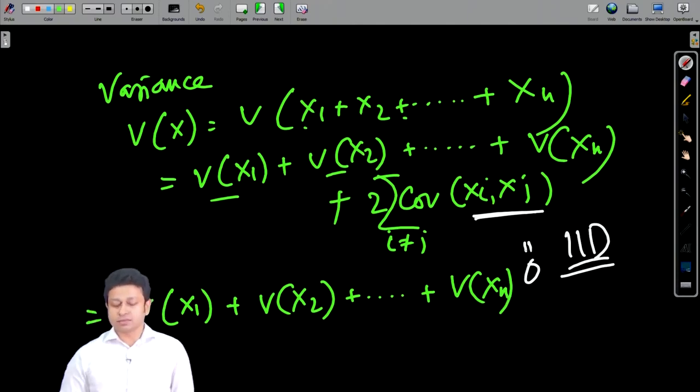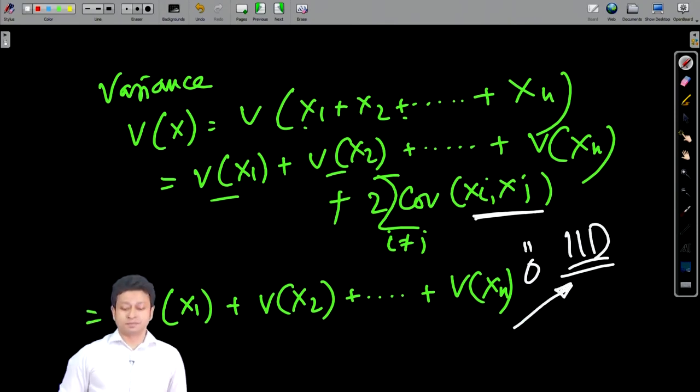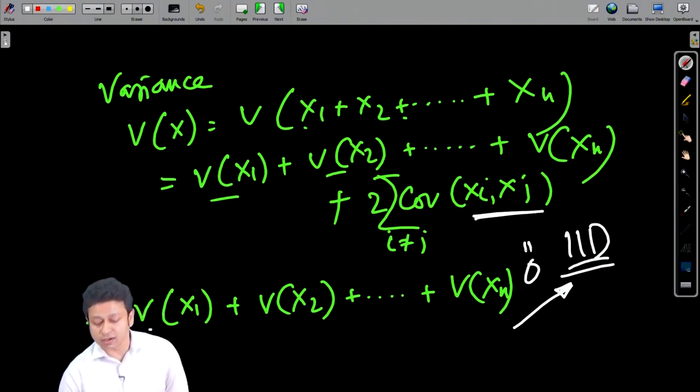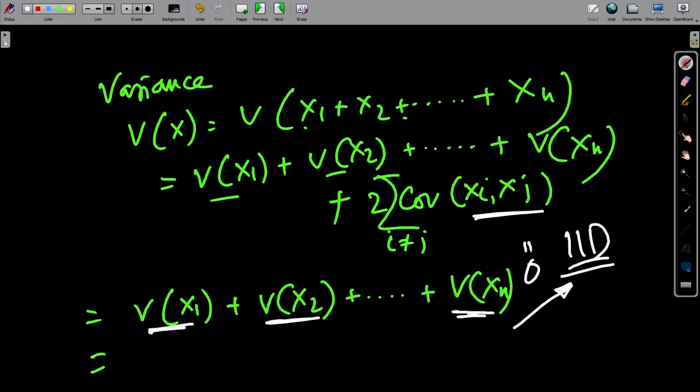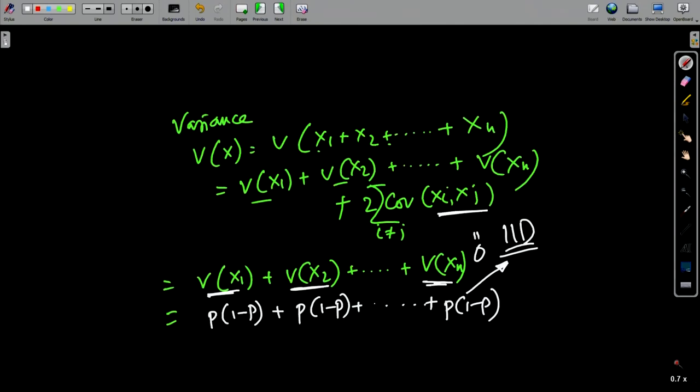Now, what is V x 1? We again talk about the IID random variable. The moment I have IID random variables, all the variances are going to be constant. Now, what is the variance for a binomial distribution? These each represent a Bernoulli trial, so the variance is going to be p into 1 minus p. We have already proved that, p into 1 minus p and so forth. Now, we have altogether n cases here because we have represented x with n different Bernoulli trials.